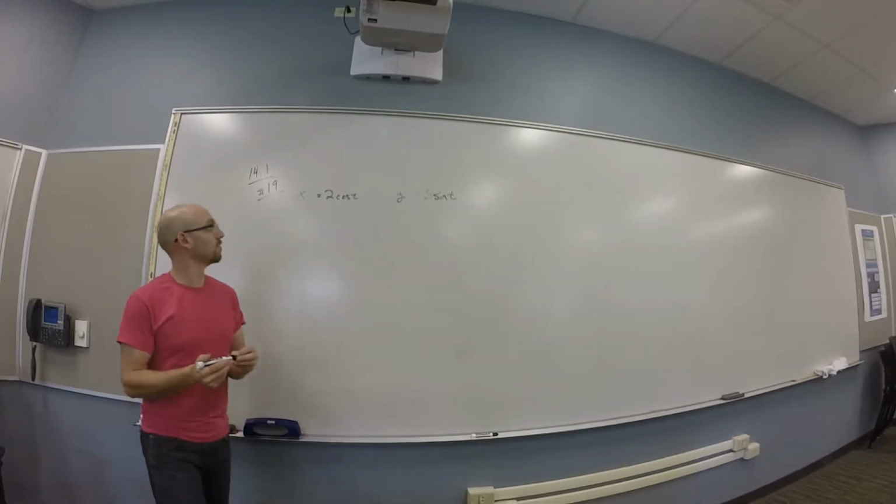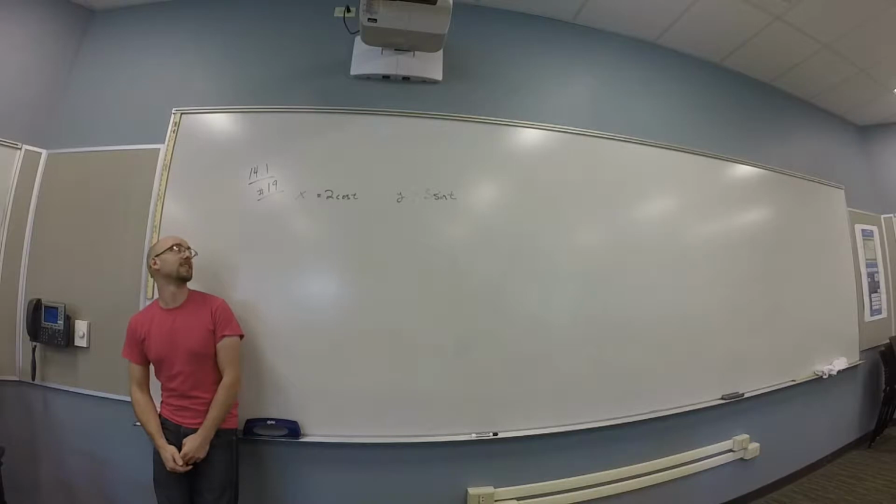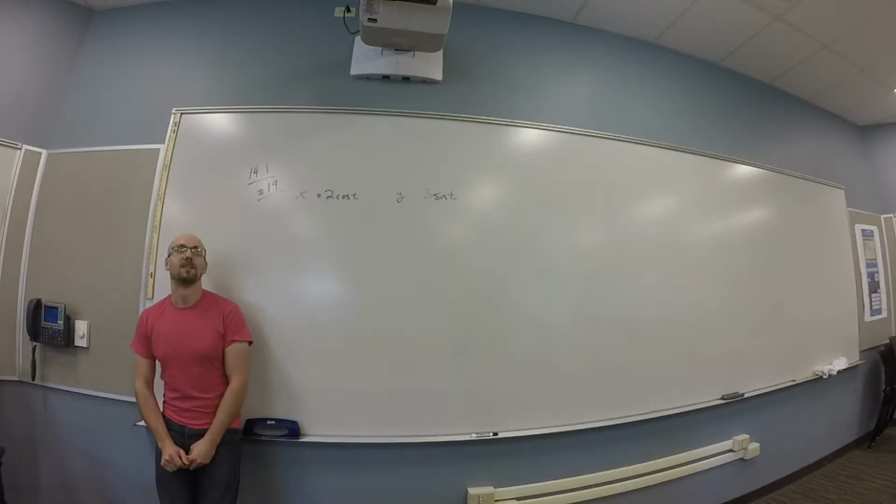All right, so let's try number 19 in 14.1, which says I would like to try to draw a picture for x is 2 cosine t and y is 3 sine t. Let's do the same thing. So basically plot this thing. And then they also want me to try to eliminate that variable t.